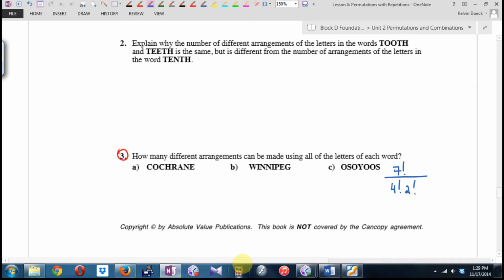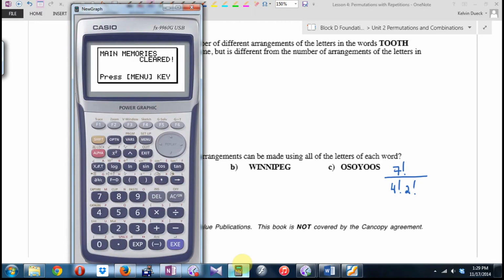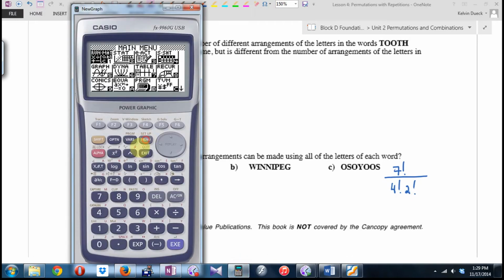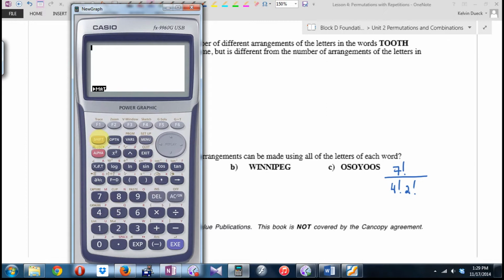How do I type that into my calculator? I'm going to have to add some timeses and some brackets. First of all, I have to put my calculator into factorial mode. Again, you need to make sure you know how to do that.